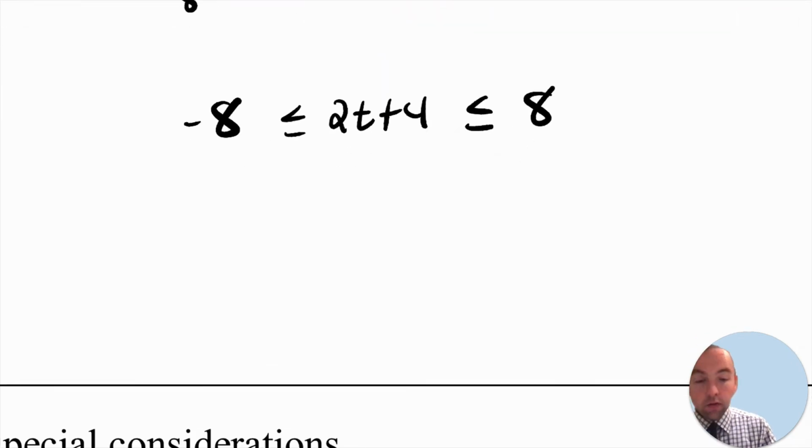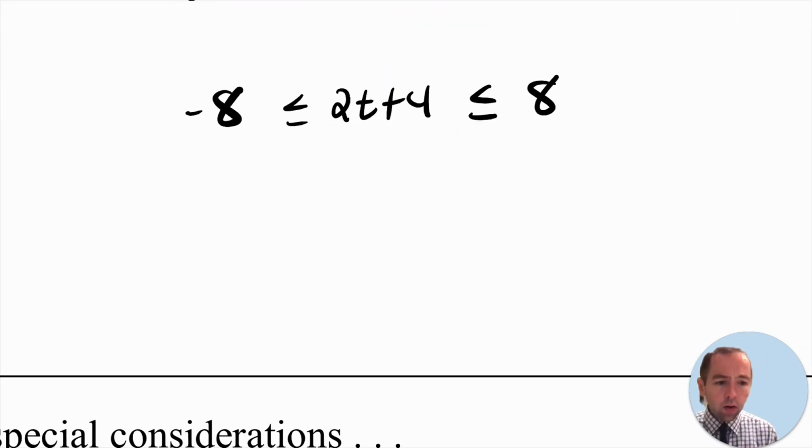So now what we've set up right here is an inequality that no longer has an absolute value involved. It's just a compound inequality of the AND type. And we know to solve this, we want to isolate t, which really we just need to subtract 4 and then divide by 2 to everything.